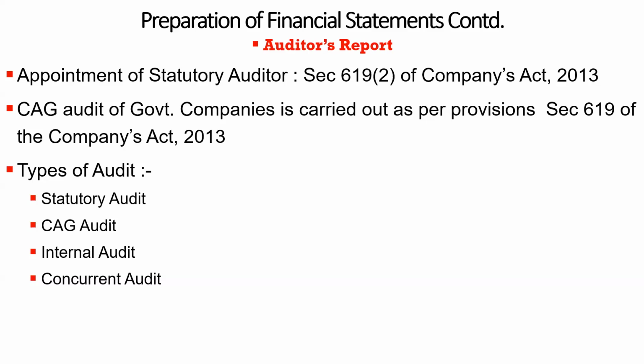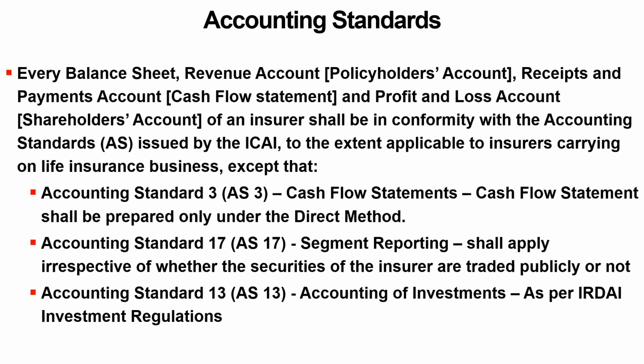All those things happen. But mainly there are 4 types of audit. Statutory audit is done by the statutory auditors, chartered accountants appointed by CAG. CAG audit is done by CAG itself after the statutory audit is completed. So this CAG audit is the audit of the work done by the statutory auditors. The internal audit is our own, since we have our own internal department. And concurrent audit is also, as per IRDA regulation, done by a chartered accountant. This we have to appoint.